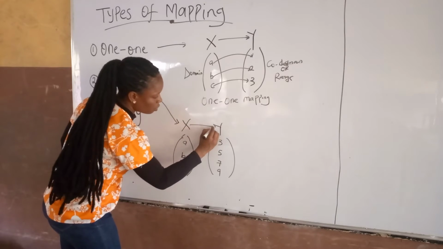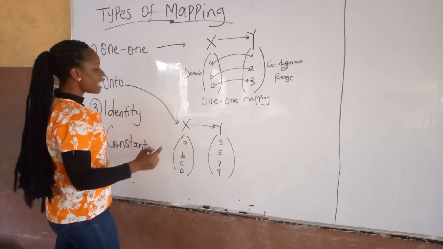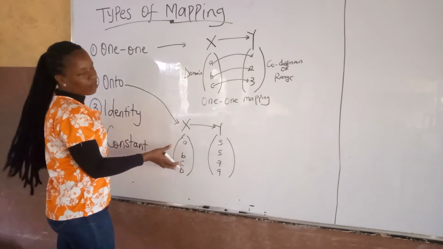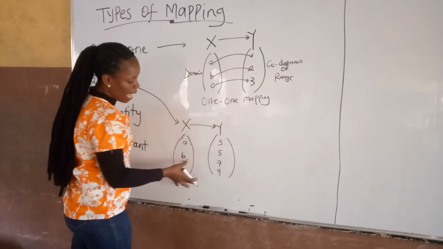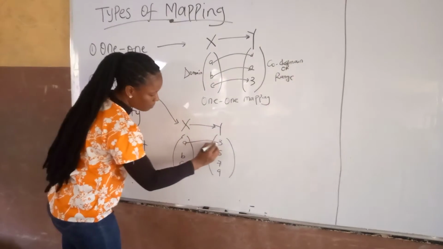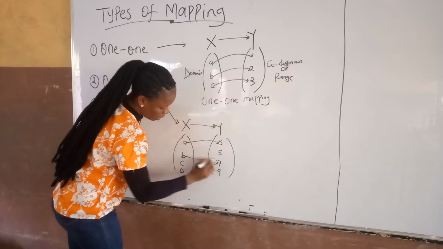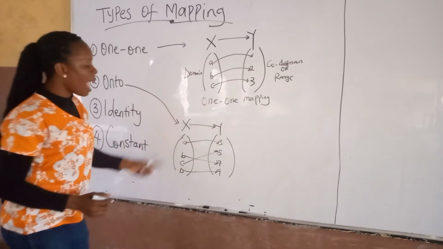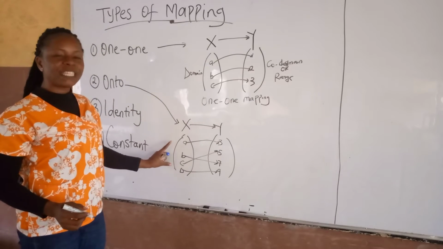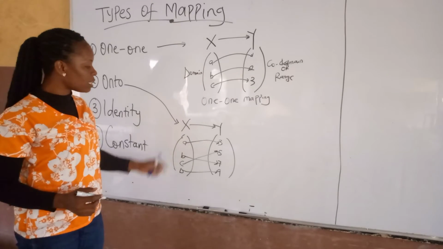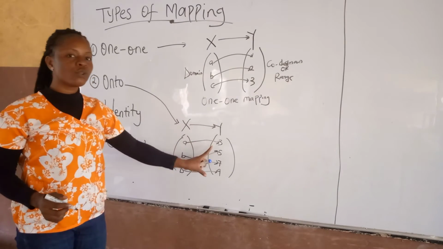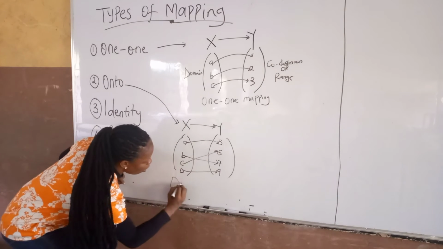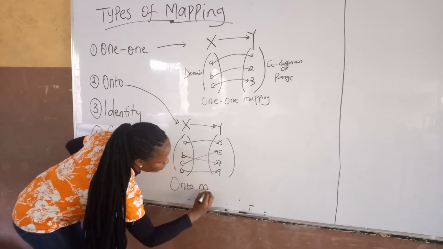And this is mapped to this. This is saying that every element here must have an image here. For a mapping to be an onto mapping, every element here must have an image here. So if this maps to this, this maps to this, and this maps to this, this is what? An onto mapping. And this onto mapping is also a one-to-one mapping because every element here also has a unique image in the codomain. So we call this an onto mapping.